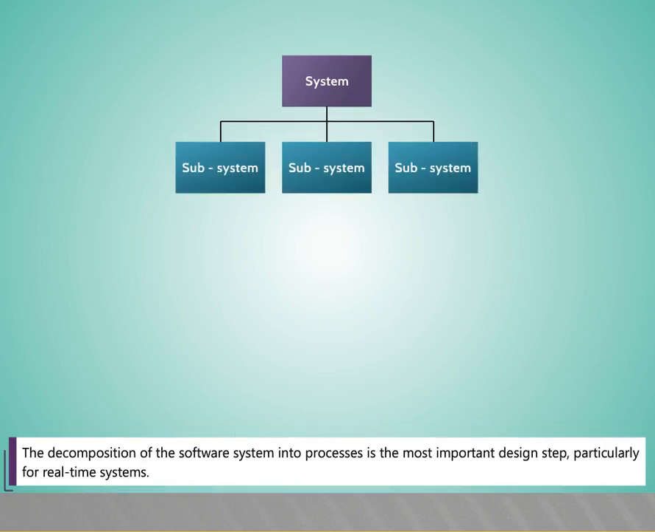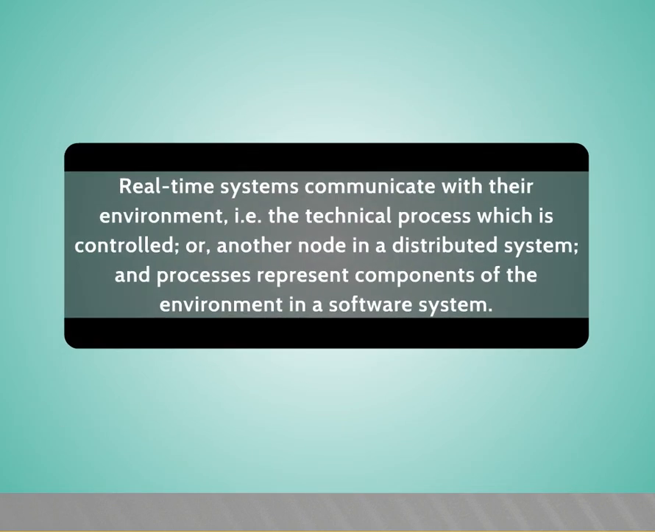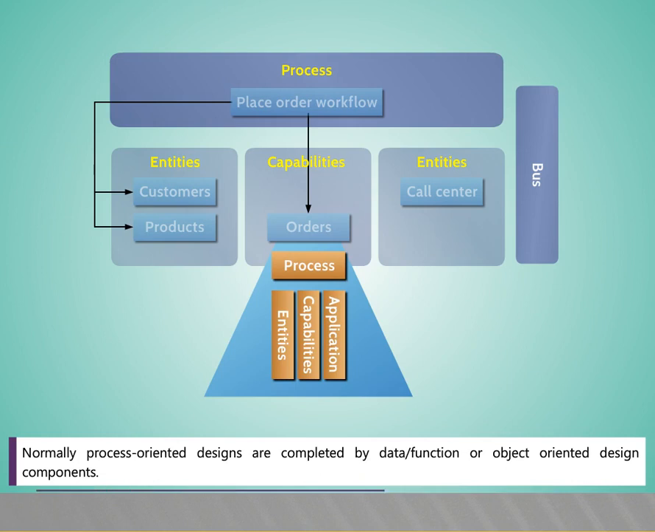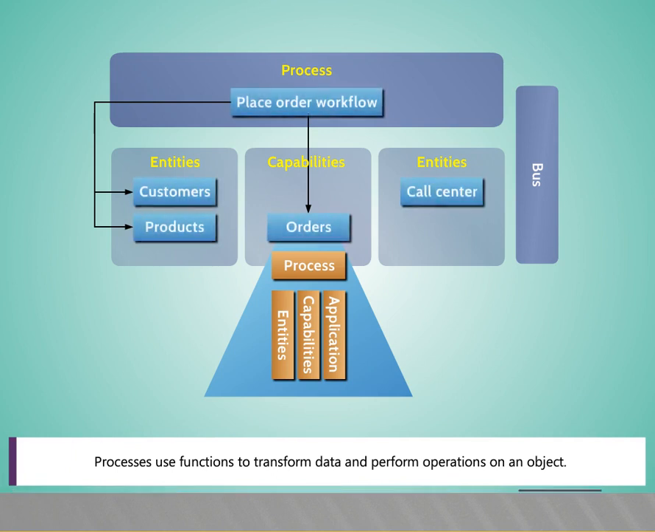The decomposition of the software system into processes is the most important design step, particularly for real-time systems. Real-time systems communicate with their environment, that is, a technical process which is controlled or another node in a distributed system, and processes represent components of the environment in a software system. Normally, process-oriented designs are completed by data or function or object-oriented design components. Processes use functions to transform data and perform operations on an object.